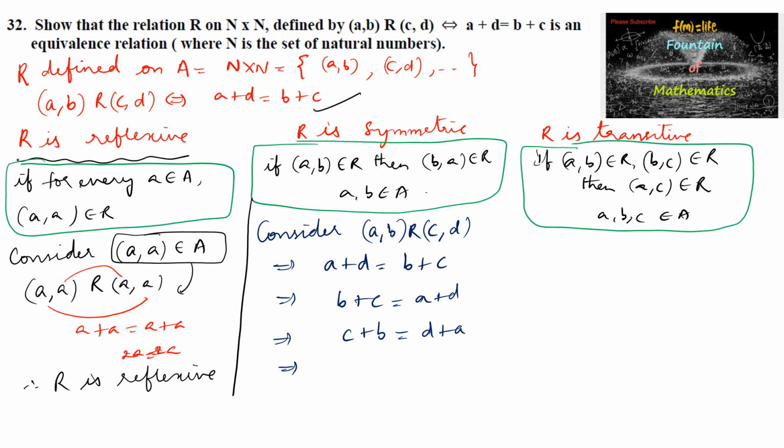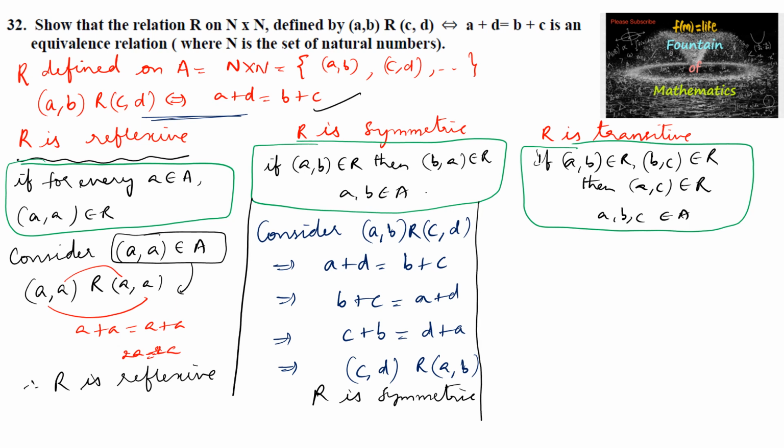So when c + b = d + a, we can write (c, d) is related to (a, b) as per the definition given. So therefore, when (a, b) is related to (c, d), then (c, d) is related to (a, b), we can say that R is symmetric. Relation R is symmetric.